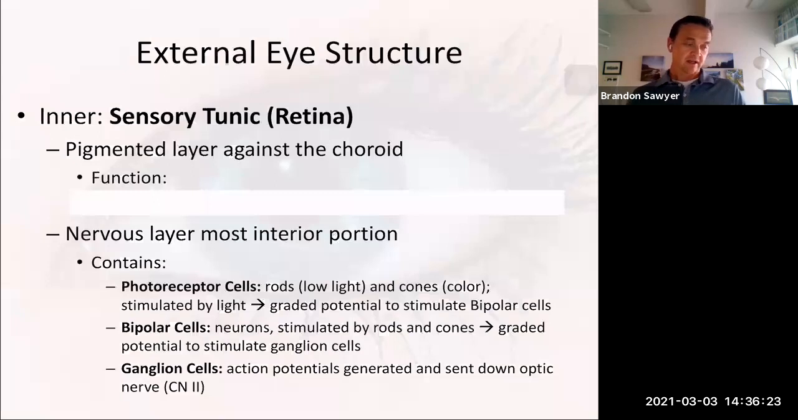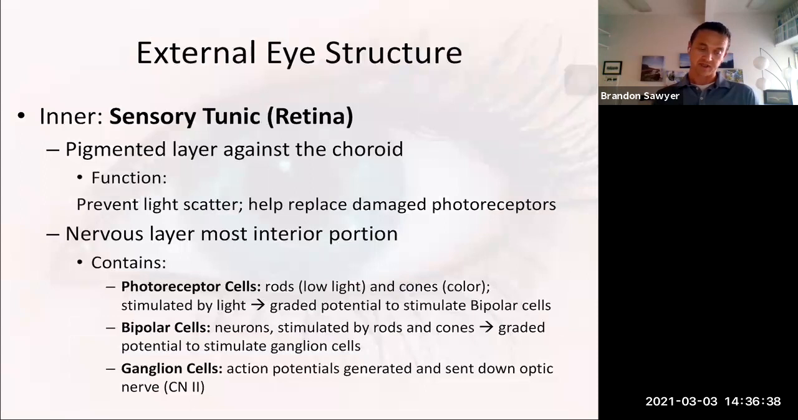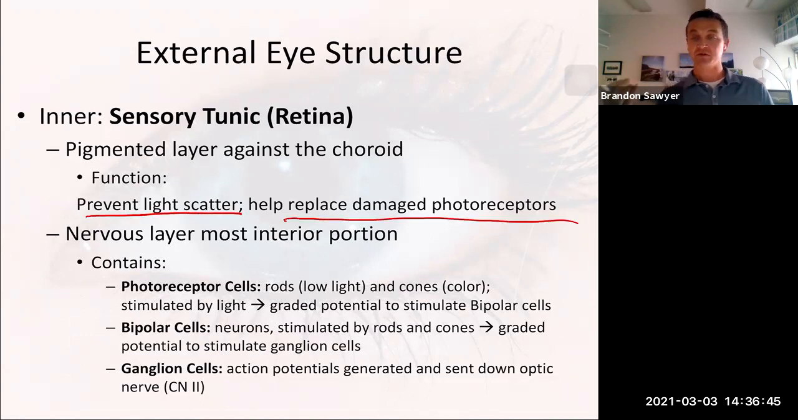Okay, so let's talk about the last tunic, which is the most inner layer, called the sensory tunic or the retina. There are two layers to it: a pigmented layer and a nervous layer. The pigmented layer is right up against the choroid, and its function is to help prevent light scatter. It also replaces damaged photoreceptor cells, because those photoreceptor cells have pigment in them as well.